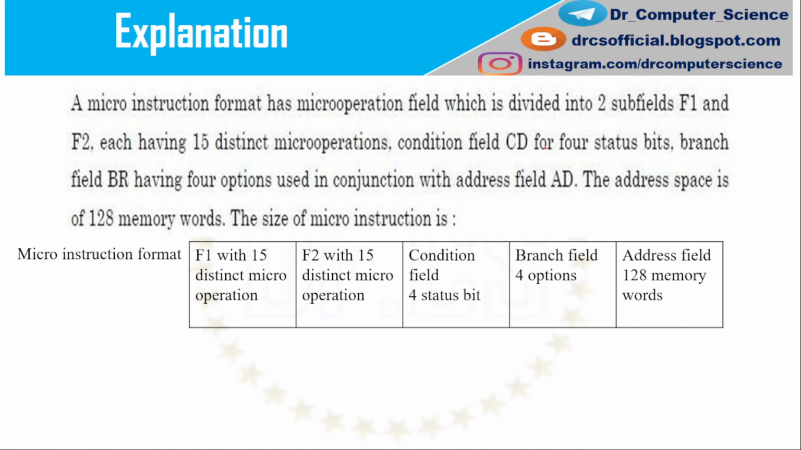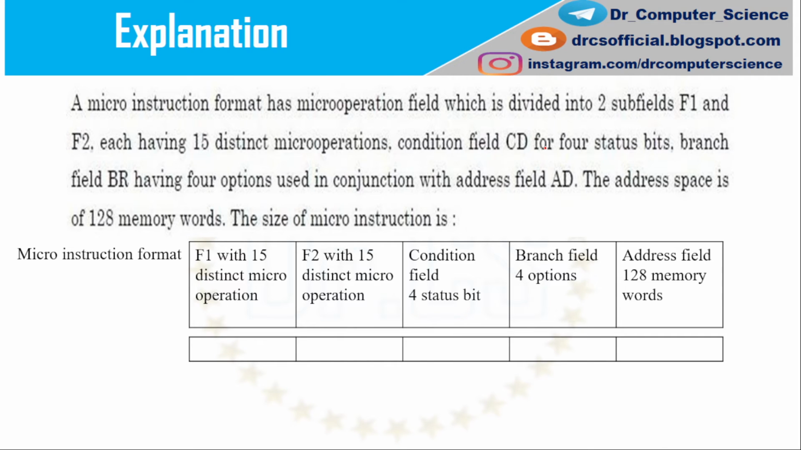The microinstruction format is F1, F2, CD, BR and AD. F1 has 15 distinct microoperations, F2 has 15 distinct microoperations. The condition field CD has 4 status bits. The branch field has 4 options and the addressing field has 128 memory words. Here we represent 15 distinct microoperations using 4 bits. Like F2 with 15 distinct microoperations, we represent it using 4 bits.